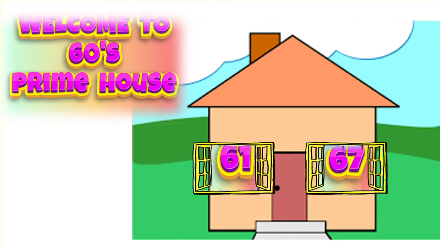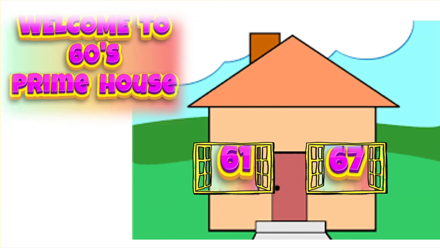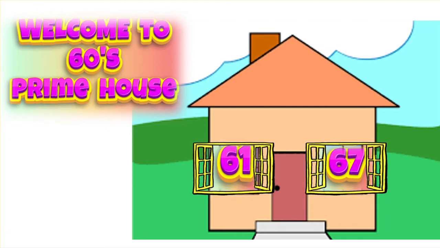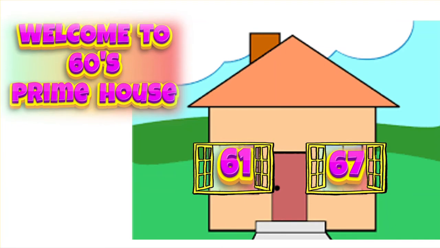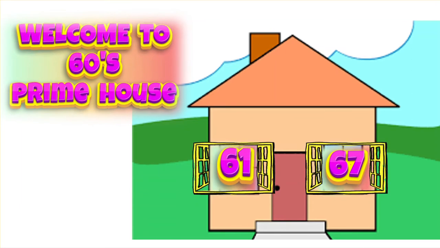61 and 67. 1 and 7 again. Did you notice that? 3 and 1, 3 and 7. 6 and 1, 6 and 7. And they are friends, are they not so? Okay, so 61 and 67.